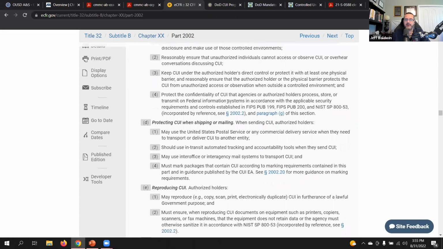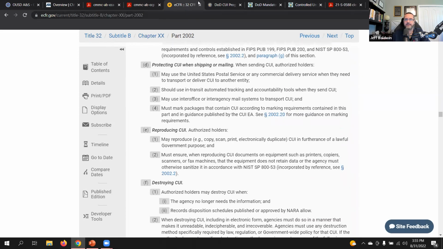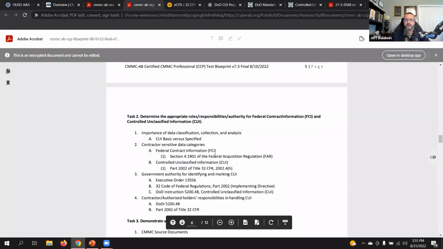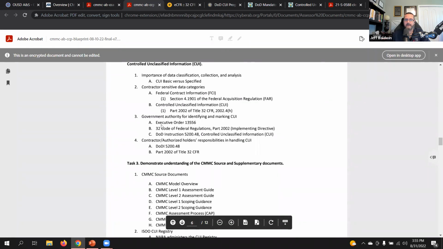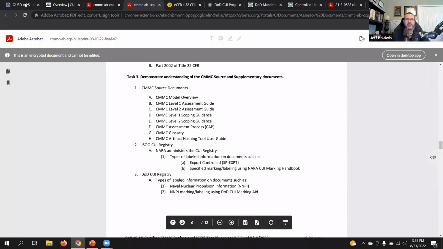So here are the things you would want to study and understand in case you get any questions on them. Because they're telling you right here, these are things you should know. All right, task 3, demonstrate understanding of the CMMC source and supplementary documents. So here are all those source documents.